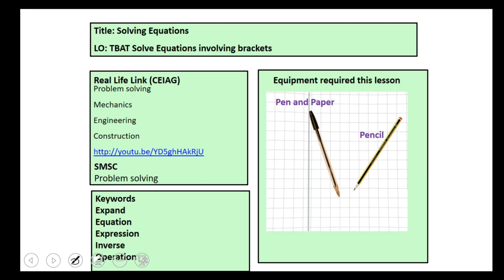What we will be doing for today's lesson is solving equations involving brackets. The equipment required this lesson is a pen, paper and a pencil. Keywords for today's lesson are expand, equation, expression, inverse and operation.